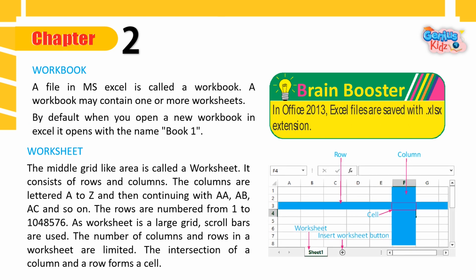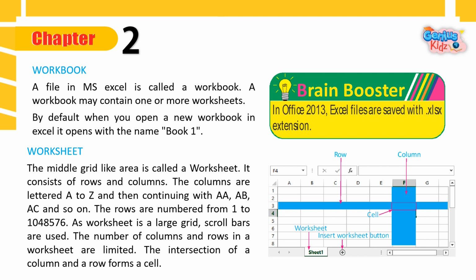Worksheet. The middle grid-like area is called a worksheet. It consists of rows and columns. The columns are lettered A to Z and then continuing with AA, AB, AC and so on. The rows are numbered from 1 to 1048576. As worksheet is a large grid, scroll bars are used.